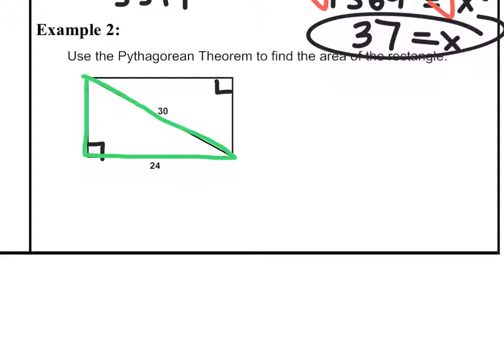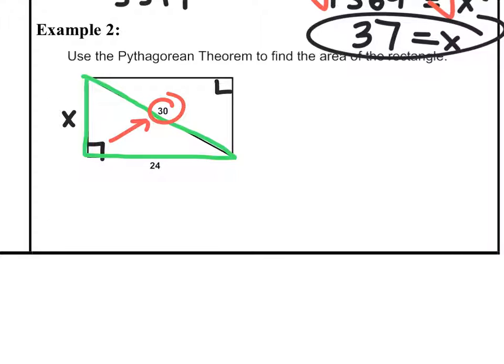Is it 24, X, or 30? Is what? 30, because that's the side that's across from the right angle. Okay. This is just like what we did on your do now.